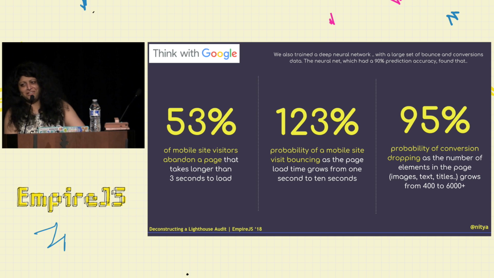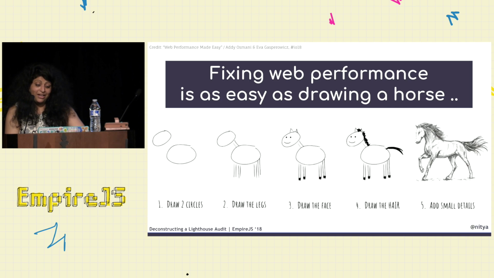And web performance is easy, right? So this next slide is my all-time favorite meme, and it was put up by Addy Osmani at I/O, and it says, fixing web performance is as easy as drawing a horse. We all know this meme, but this one really strikes at the core for me for everything web development, right? Because this is how literally we're taught to do everything.